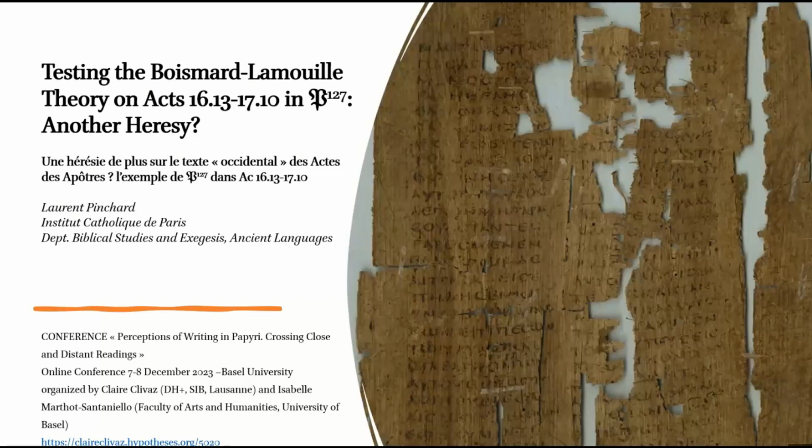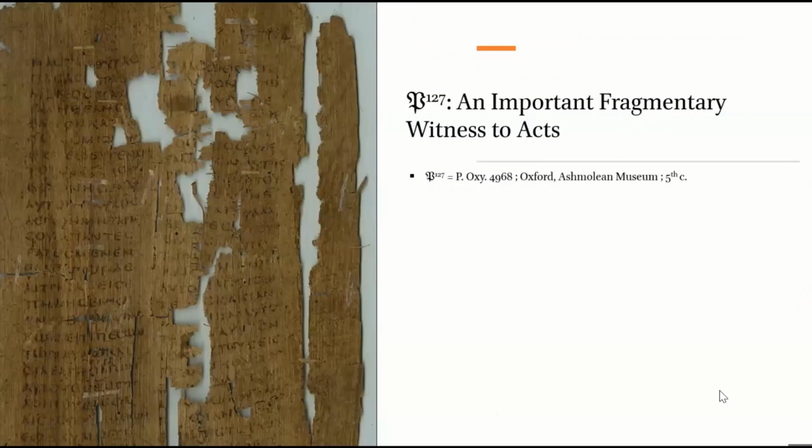I'd like to start with a short introduction about P127, and specifically in line with the subject of today, in terms of how we can deal with the old style and new style textual criticism for papyri. So P127 actually is an Oxyrhynchus papyrus housed in Oxford, which is dated to the 5th century.